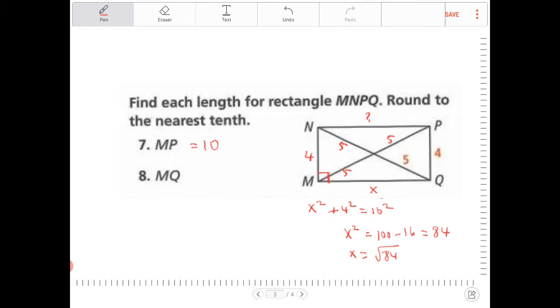And can that be reduced? 84 is divisible by 7. 7 times 12 is 84. So 4 is divisible into 84. So that means MQ is equal to 2 square root of 21.